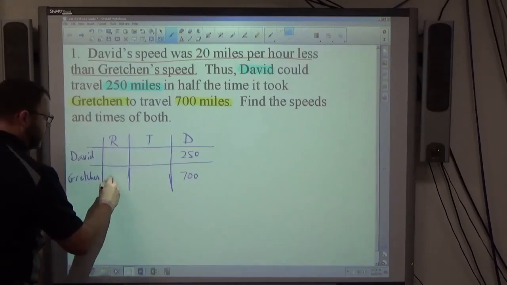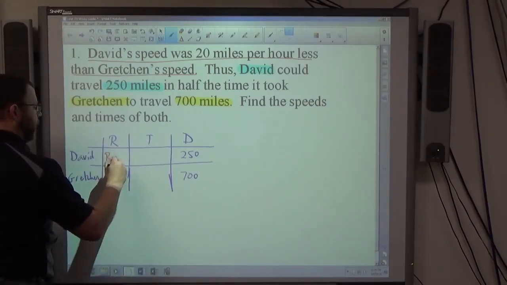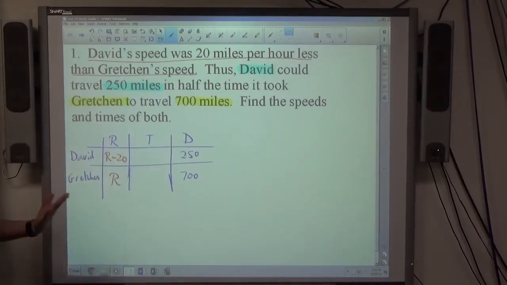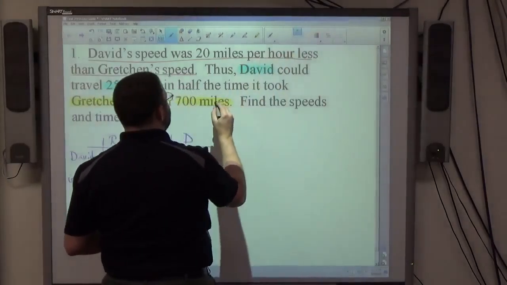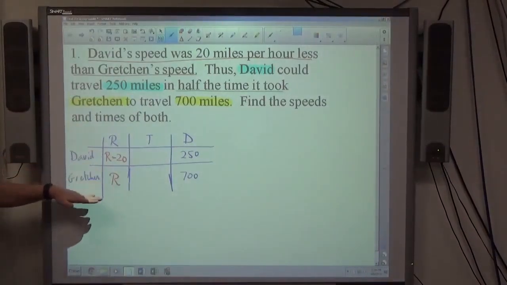If Gretchen's going some speed we don't know, David's going 20 miles per hour less than that. The other option would be to make David's speed R, then Gretchen would be 20 miles per hour faster. So take your pick. Either David's 20 slower or Gretchen's 20 faster. Either way, the relationship works. So I'm going to go with what they had up there. And the other thing says David's going half the time of Gretchen. So David's time is half that of Gretchen's.